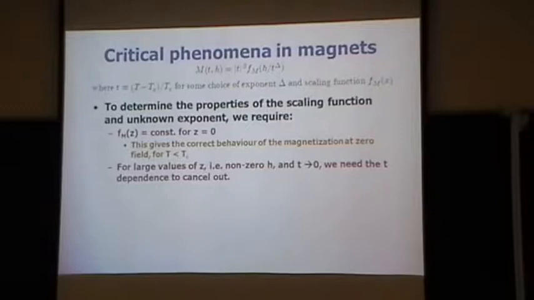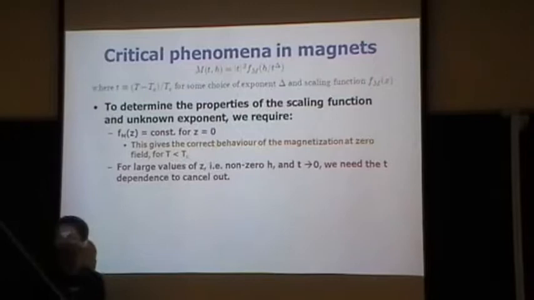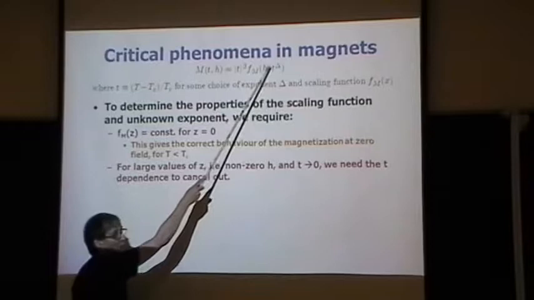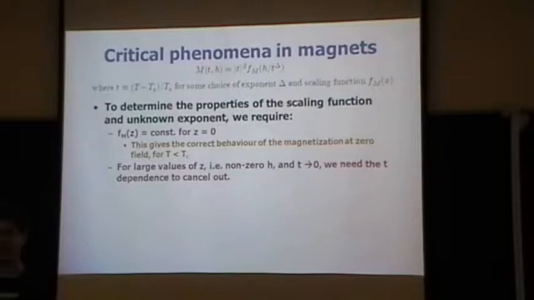We expect to get the breakdown of linear response theory, but there's a problem. T is going to 0 as we get close to the critical point. There's a t out in front and a t in here. The argument of this is going to infinity. The thing out in front is going to 0. It looks bad because the limit of something times something that's going to 0 is going to be 0.